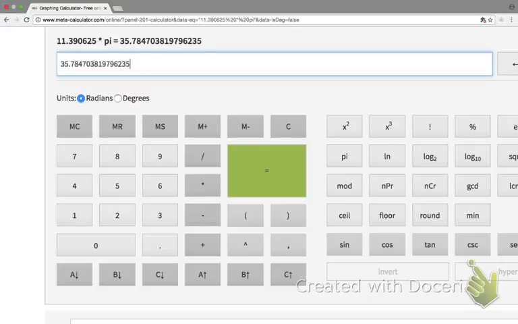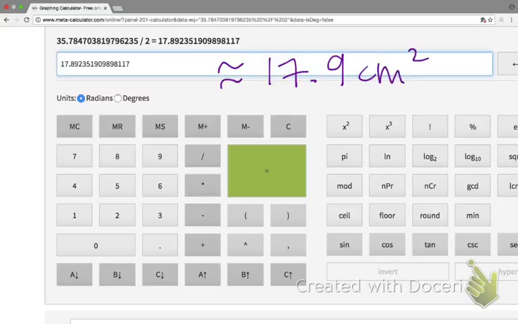I'm going to go on ahead and divide this number by 2. So divided by 2 is going to give us 17.892351 and so on. So now that we've gone through all the steps and this is our final answer, this is what we're going to round. So 17.89 to the nearest tenth would be approximately 17.9 centimeters squared.